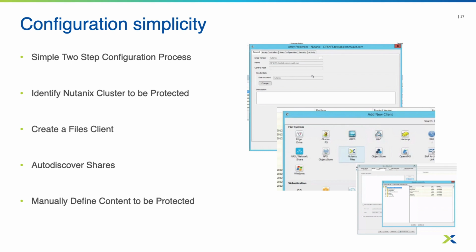And then secondly, we define the environment logically so that we know what to protect, right? We can auto-discover the shares that exist. So as you add shares over time, each subsequent backup will simply find that new share and protect it with the existing infrastructure. Or alternatively, you can manually define everything if you need to be specific or you want to become more granular about what it is you're protecting inside of a share, right? And I'll show that in the demo in a little bit.